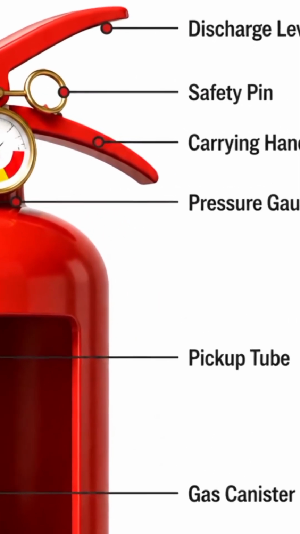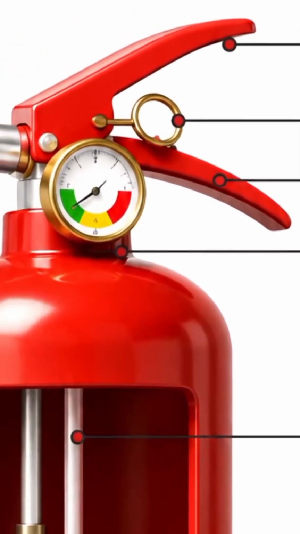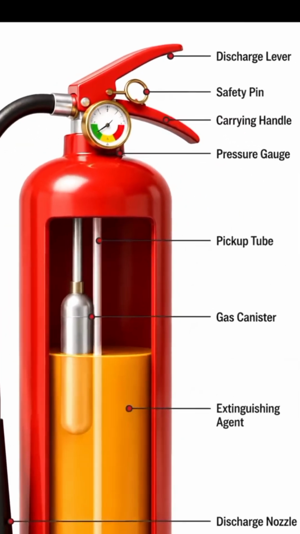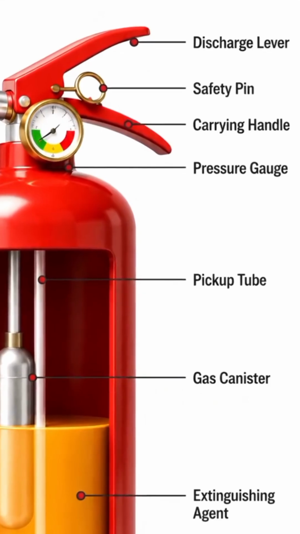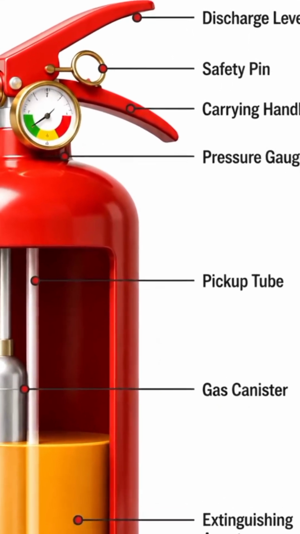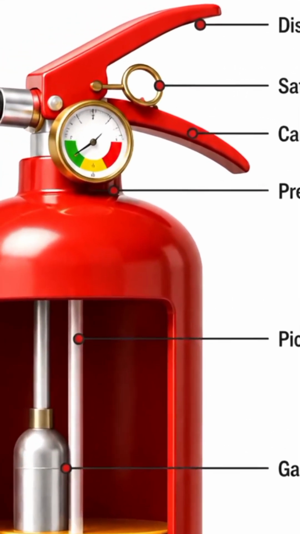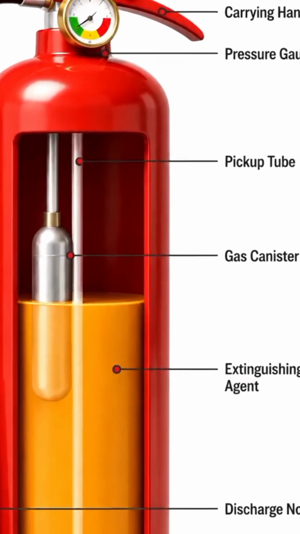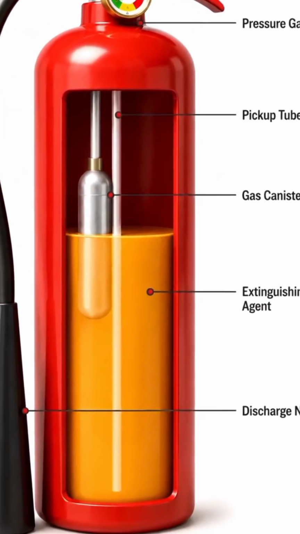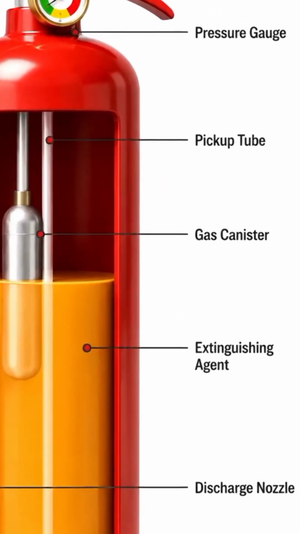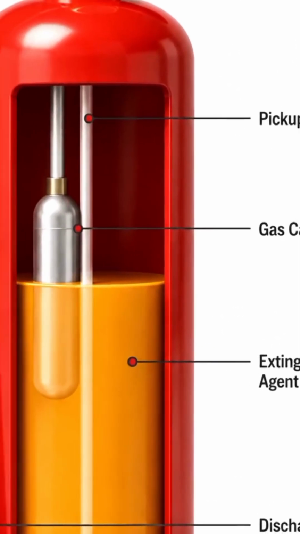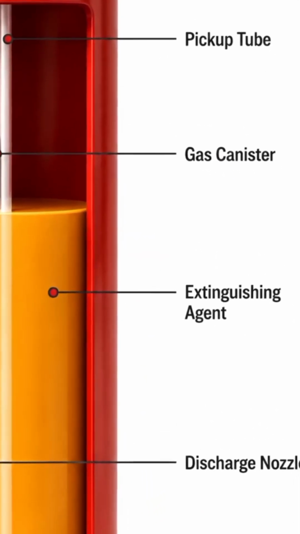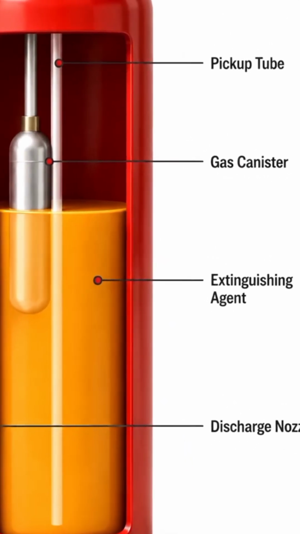It is crucial not to squeeze the handle while pulling the pin, as the pressure can bind the pin in place. The second step is to aim the nozzle or horn. Many untrained individuals instinctively aim at the top of the flames, which is ineffective because the fire will simply continue to feed on the fuel below. The nozzle must be aimed directly at the base of the fire, targeting the actual fuel source that is burning.